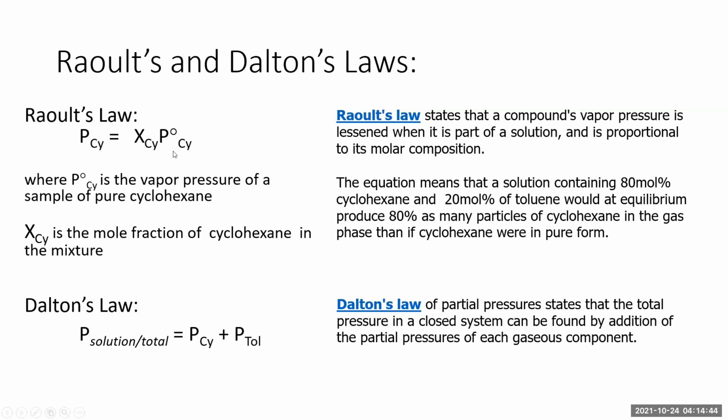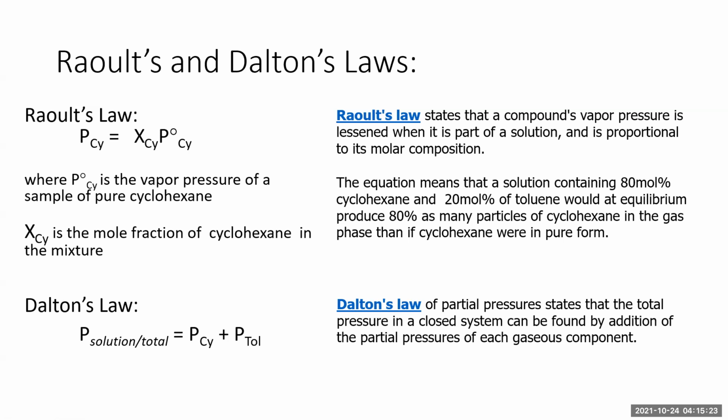So what it's showing you is that this P naught, which is the vapor pressure of pure cyclohexane, so the vapor pressure that cyclohexane exerts above the liquid is going to be lessened by the mole fraction, because X stands for the mole fraction of cyclohexane in the mixture. And so if the mole fraction was 1.0, then it would be pure cyclohexane, and then the vapor pressure of cyclohexane would just be equal to the normal vapor pressure of pure cyclohexane.